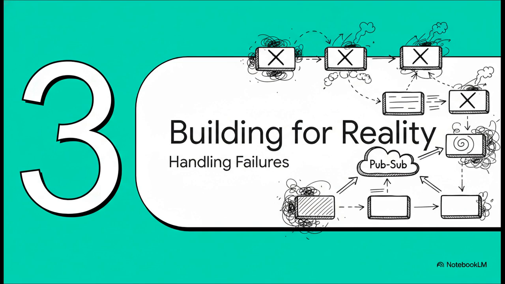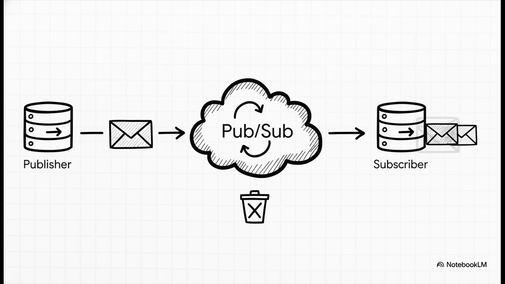Things just go wrong. So now let's talk about building for reality. How do we build systems that can actually survive this kind of chaos? And this next point is probably one of the most important things to understand about PubSub. The delivery guarantee is at least once. Let me repeat that, at least once. It is not exactly once. This is PubSub's promise to you that a message will never, ever be lost.